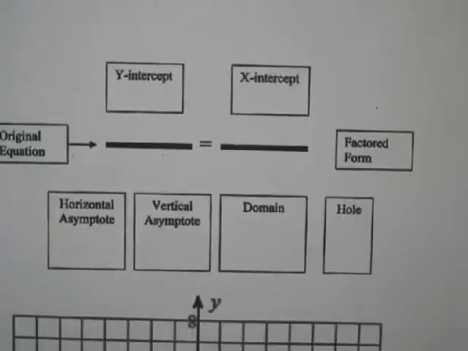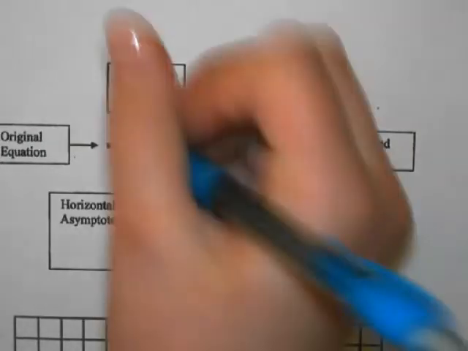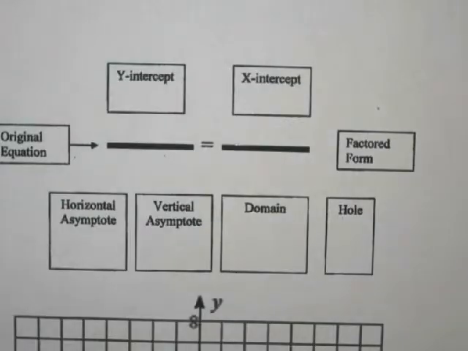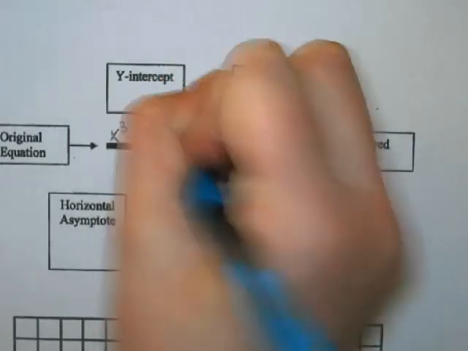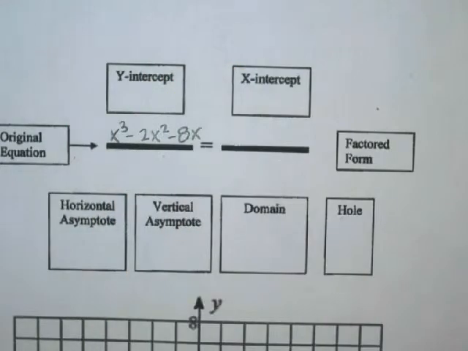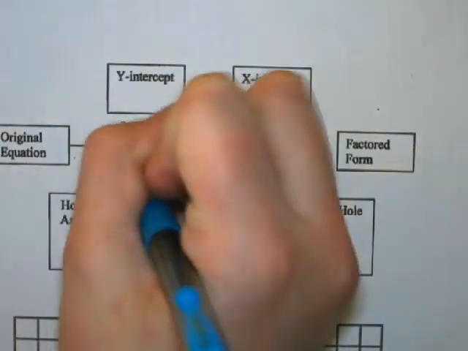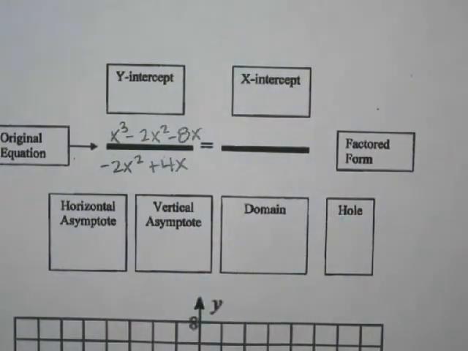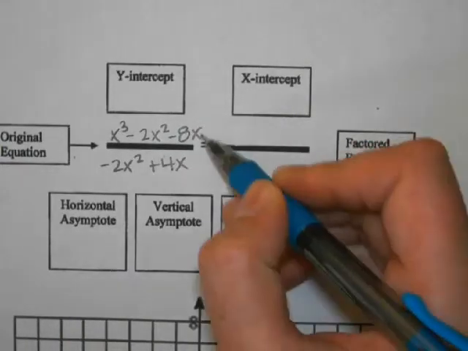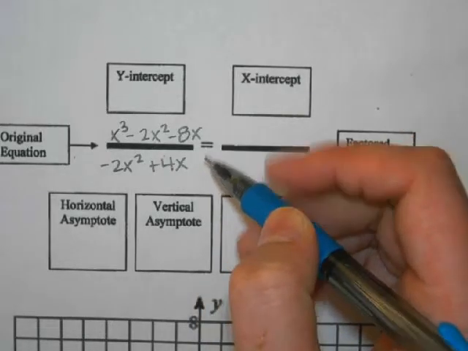All right, so the first equation we're going to do is x to the third minus 2x squared minus 8x, and that's divided by negative 2x squared plus 4x. Okay, so what do we do first? You can find the y-intercept. So if I look at this, there's no number on the end of either of those. So what should I do?